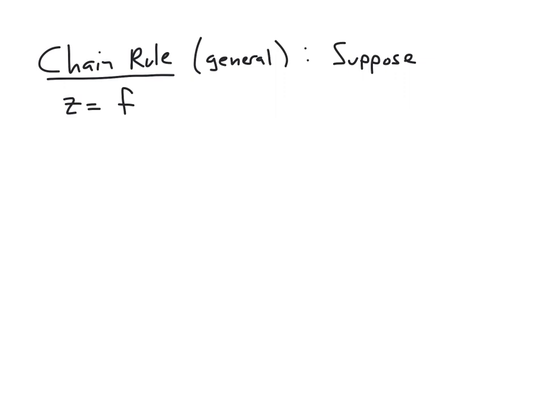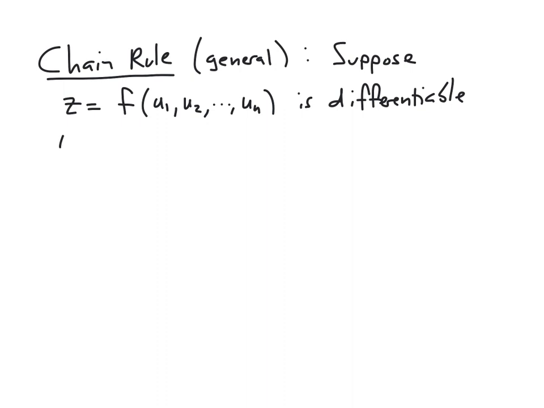which is a function of n variables. So I'm going to call them u1, u2, up to u sub n. So it's a function of n variables. We've been looking at the case where n is 2 in our scenarios, but we could have 3 or 4 or 17, however many variables. And we want to suppose this is a differentiable function. So this function f is differentiable with respect to each of those variables, u1 through un.